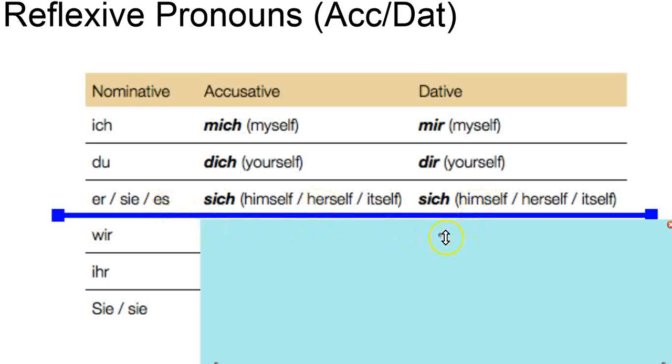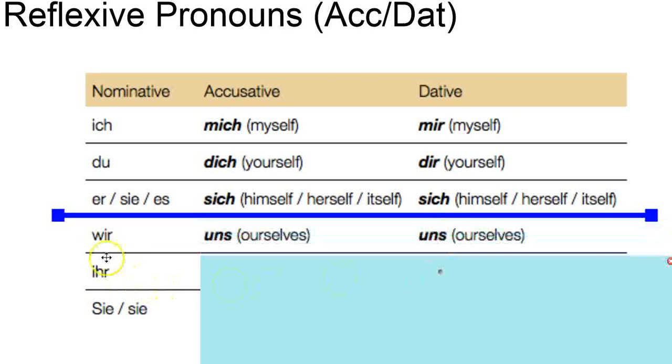Now we get into the plurals. Wir, it's also very familiar. Uns. Uns also means us. So it means us and it means ourselves. It's all dependent upon the context of the sentence and the verb used, which you can look at the reflexive verb video to see when these become ourselves and not us.